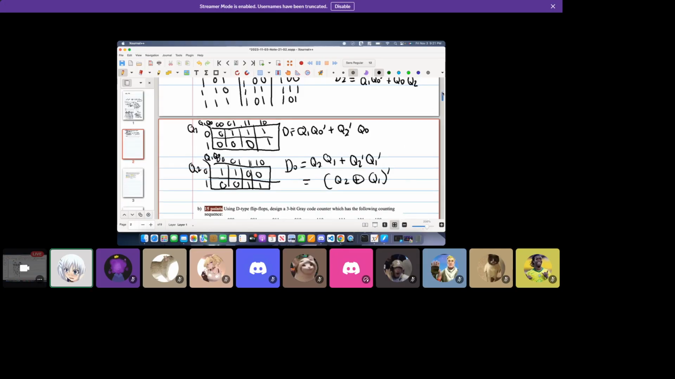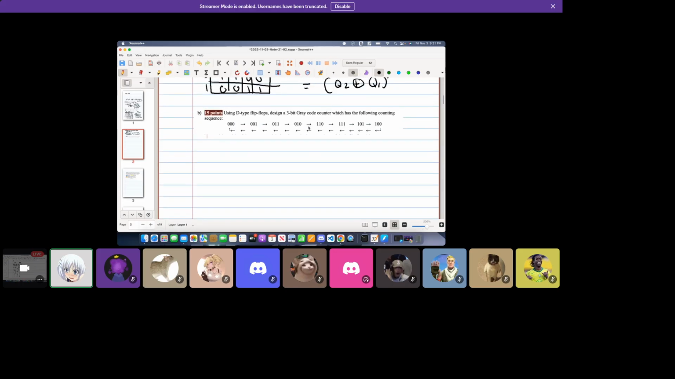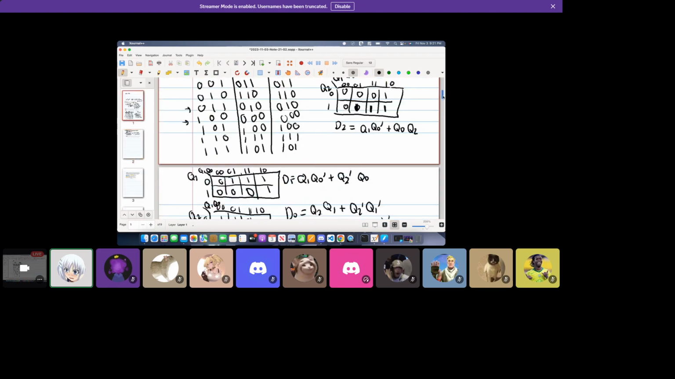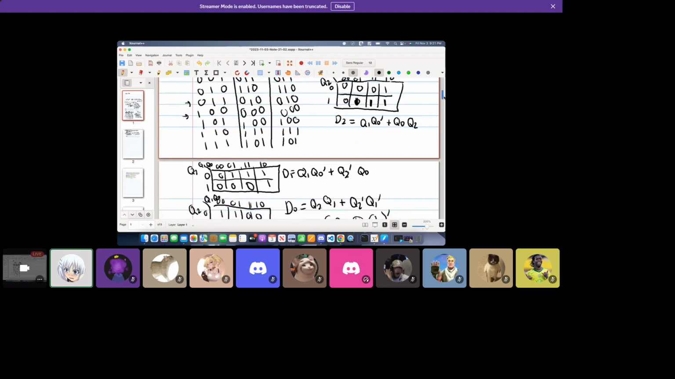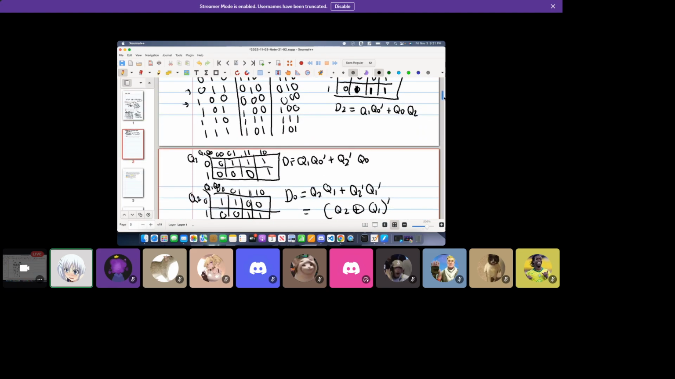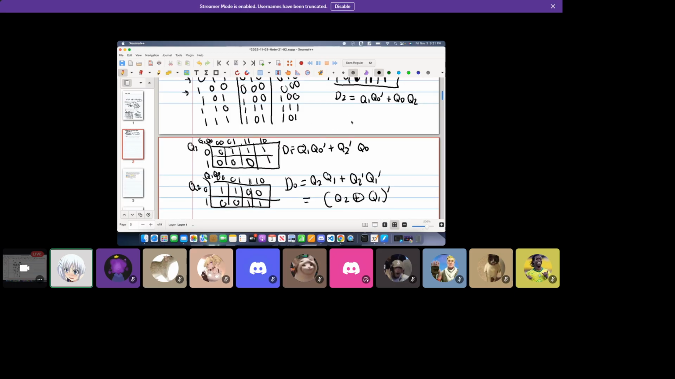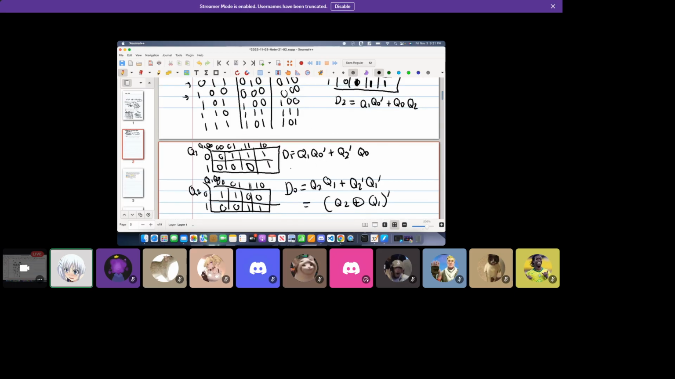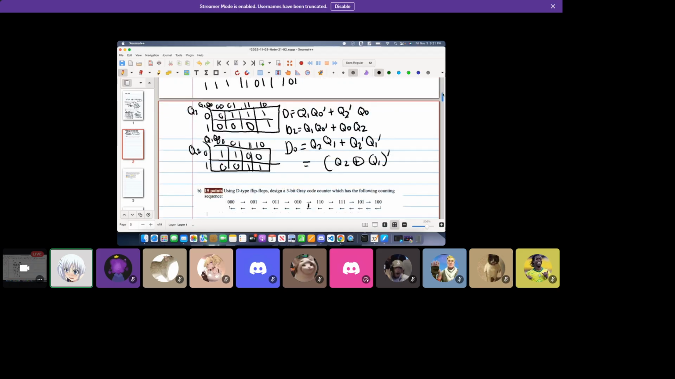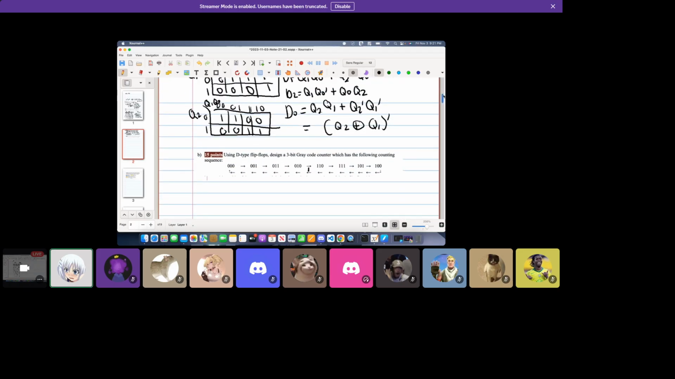Perfect. Oh, this is the same equation. I just copied it twice. Perfect. Alrighty, we have our 3 equations. I'm going to copy D2 down here, just so it's easier to read: Q1, Q0 prime plus Q0, Q2. Now all that's left is drawing your D flip-flops and connecting the equations to them.